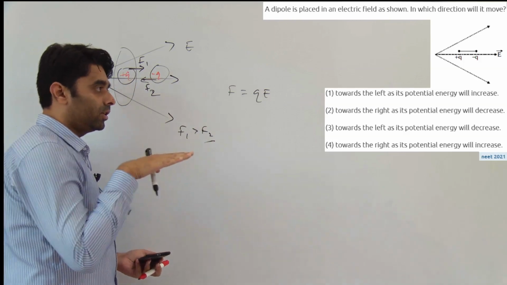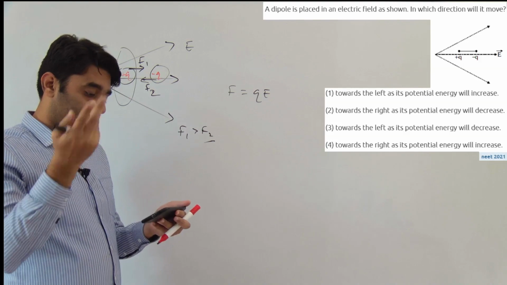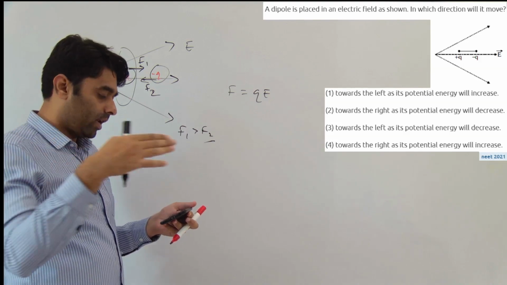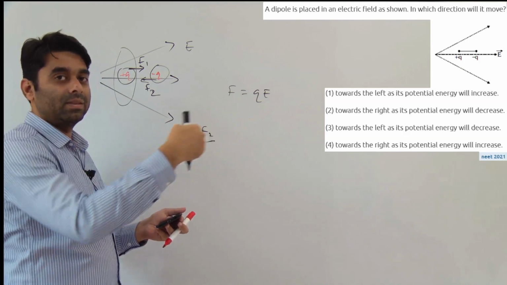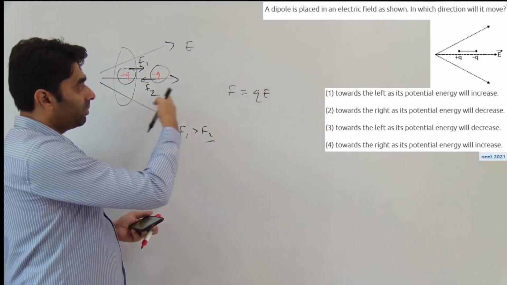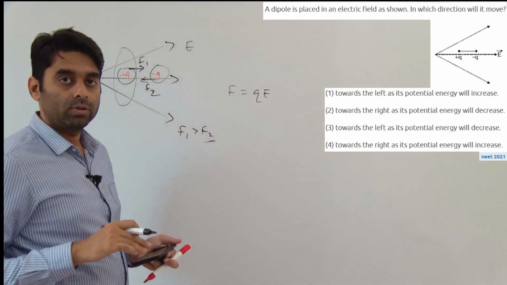And therefore the dipole will move towards the right side. So the second and fourth options are giving us right. It will move towards the right, and the potential energy will decrease. That means it will be moving towards the right and potential energy decreases. Option number 2 is our answer.